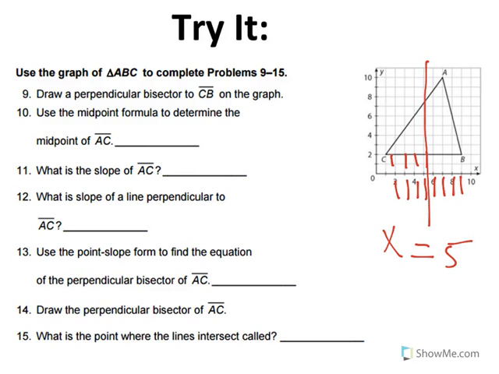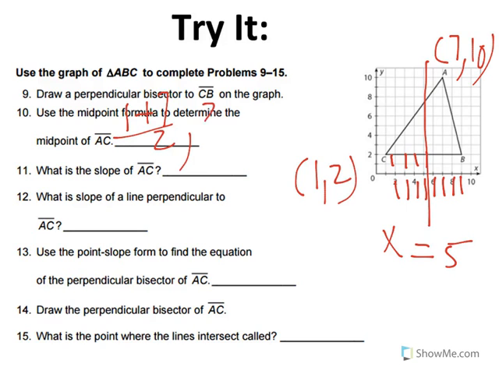Okay, so then for number 10, use the midpoint formula to determine the midpoint of segment AC. So the coordinate for C is (1, 2), and the coordinate for A is (7, 10). And the midpoint formula is that we take 1 plus 7 divided by 2 and 2 plus 10 divided by 2. So then the midpoint would be 8 divided by 2 is 4 and 12 divided by 2 is 6. And the midpoint for AC is at (4, 6), so this point here.